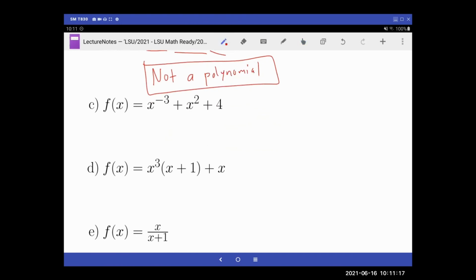Okay, here, looking at 3 terms, I see a negative exponent, not a positive number. So this is going to be not a polynomial. It's going to say no.